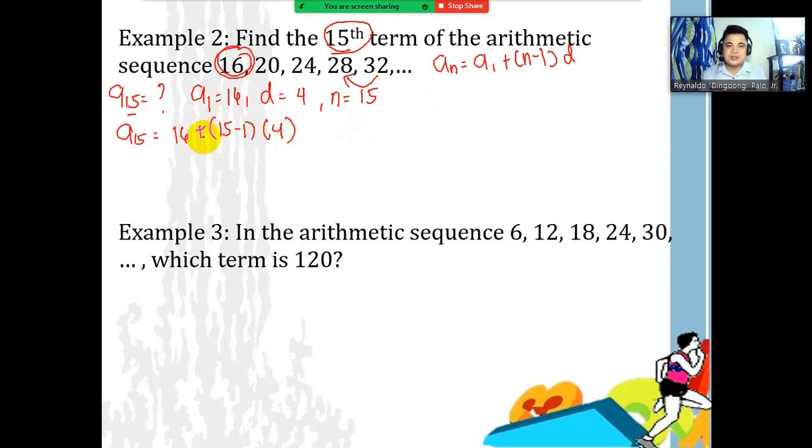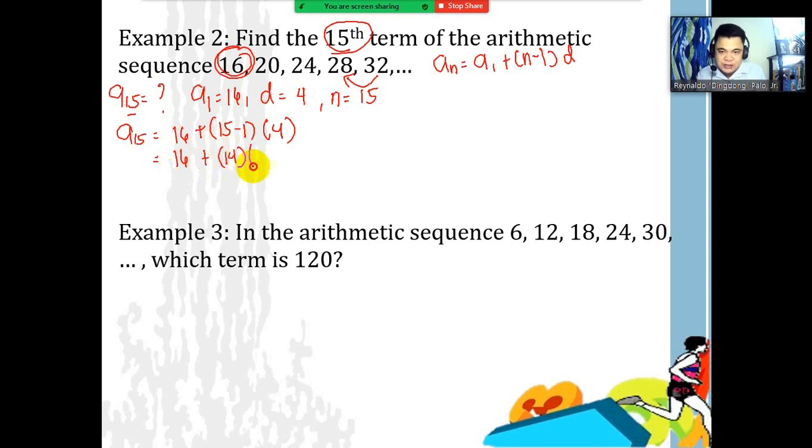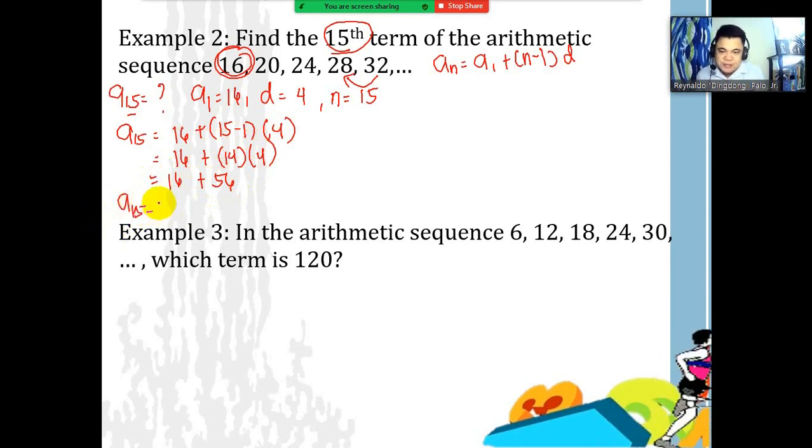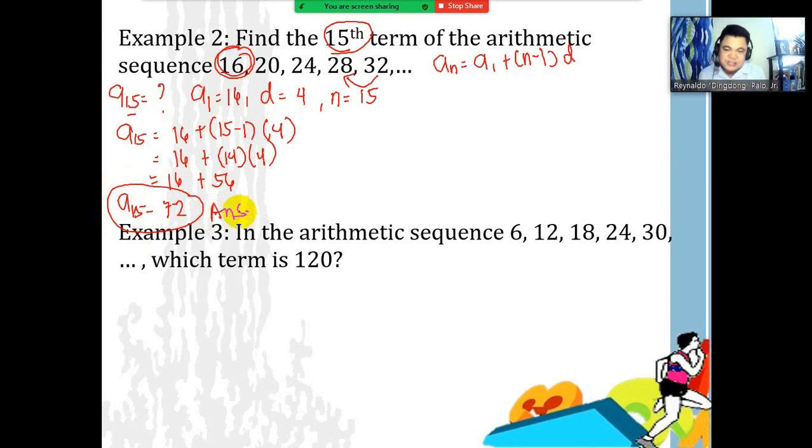Then, class, we can actually use a calculator in solving this directly. So in this case, we have 16 plus 15 minus 1 times 4. You can do that. Or if you would like to solve it manually, it goes like this. Just simply follow MDAS or PEMDAS rather. So 16 and then 15 minus 1 is 14 times 4. Then let us simplify. 14 times 4 is 56. So it's now 16 plus 56. So therefore, a sub 15, 16 plus 56 is 72. The 15th term of the sequence is 72.